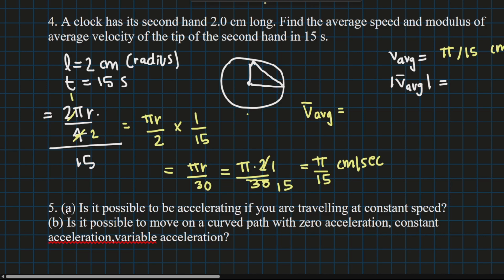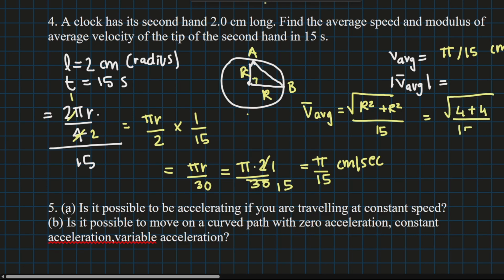Now the total displacement, if you consider this as A and this as B, would be the straight line. Both of these are equal to r, so by using Pythagoras theorem, it would be square root of r square plus r square upon the total time over here, which is 15. R square would be equal to 4, so 4 plus 4 upon 15, root 8 upon 15.